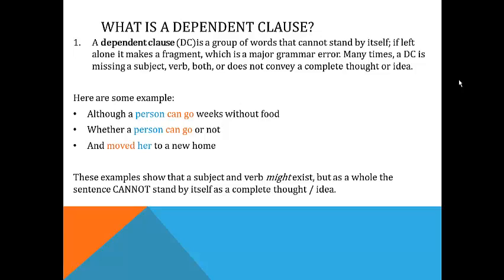And the last is, and moved to her new home. And again, a subject and a verb, it is just not a complete sentence. We're actually just not getting enough information from these pieces to fully convey a complete thought. I usually tell my students, in order to be able to remember a dependent clause, you have to understand we as students and we as adults, we want to be independent.